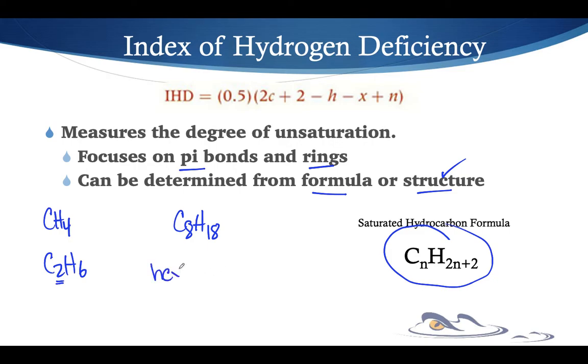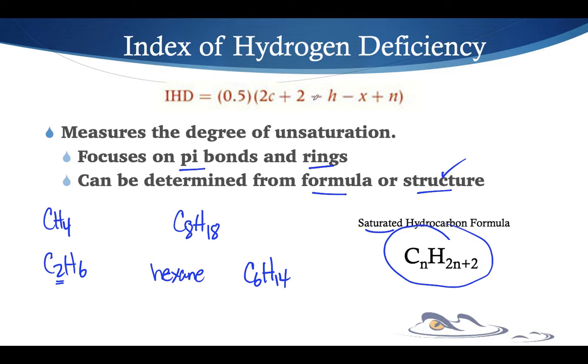Or how about if we go from a name? How about hexane? Can you write the formula for it? Should you give it a try? I'll give you a couple seconds. All right, hopefully you know that hex means 6, so there's 6 carbons. And then the hydrogens would be 6 times 2 is 12 plus 2 more, 14 hydrogens, huh? So there we go. This is a saturated hydrocarbon.